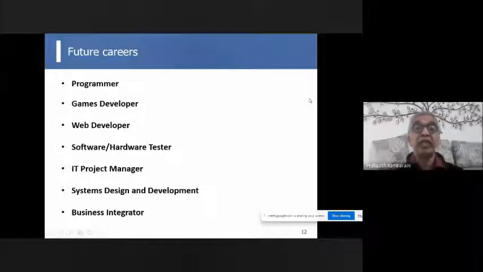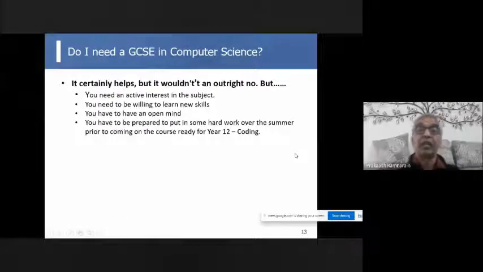So future careers, where do you see yourself? These are some of it that I've highlighted here, but obviously there's more. And you can do your individual research: become a programmer, a games developer, a web developer, a software or hardware tester, an IT project manager, a systems design and development professional, or a business integrator. All these are but a few that I can name.